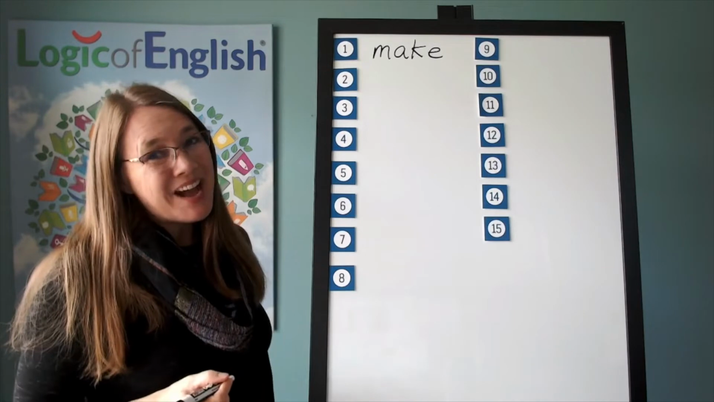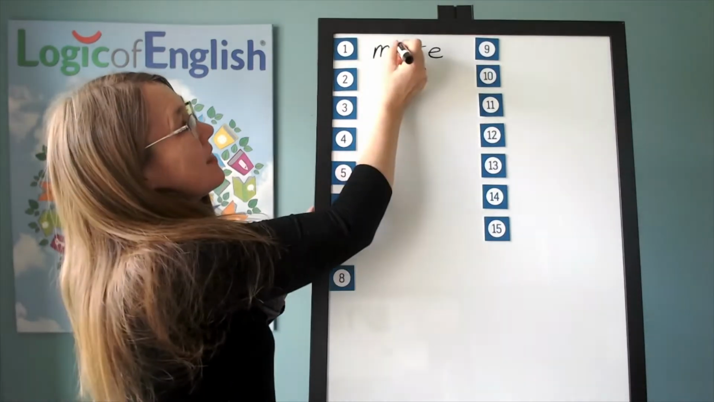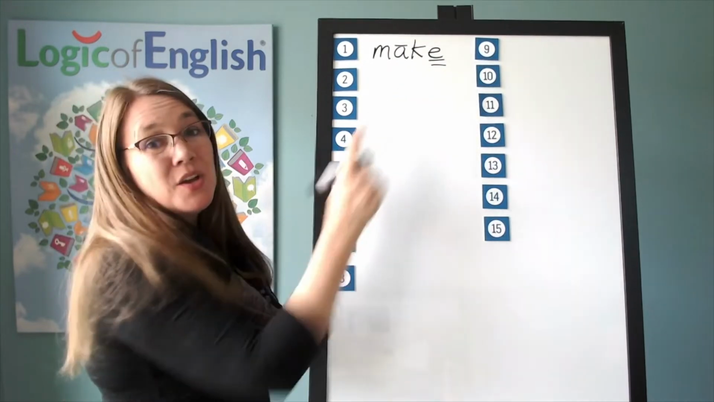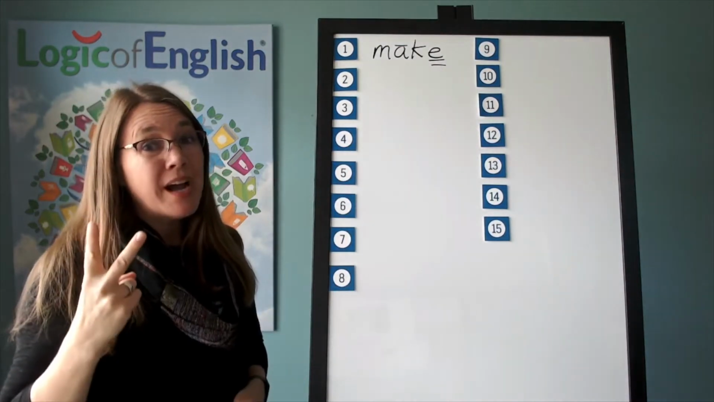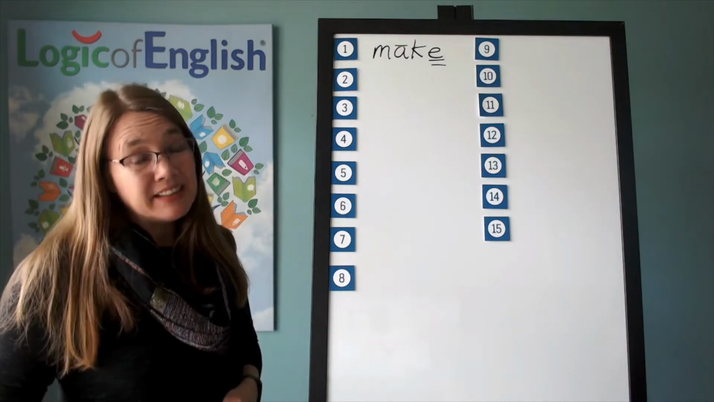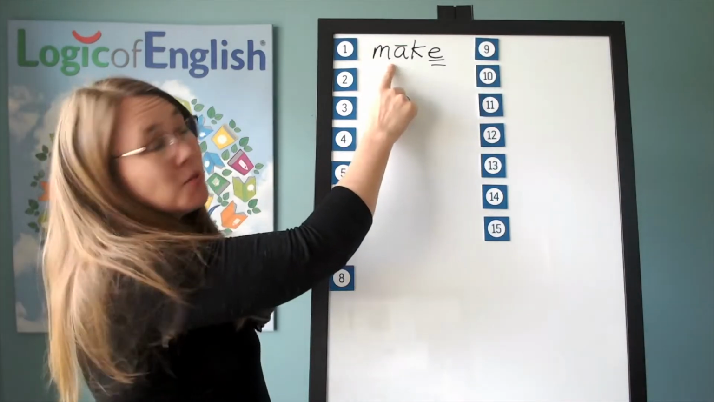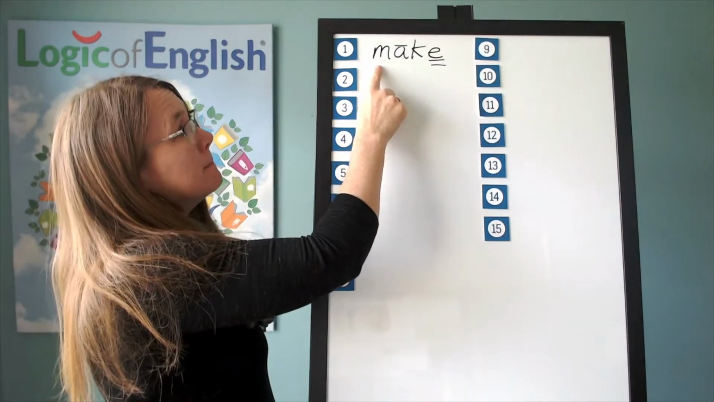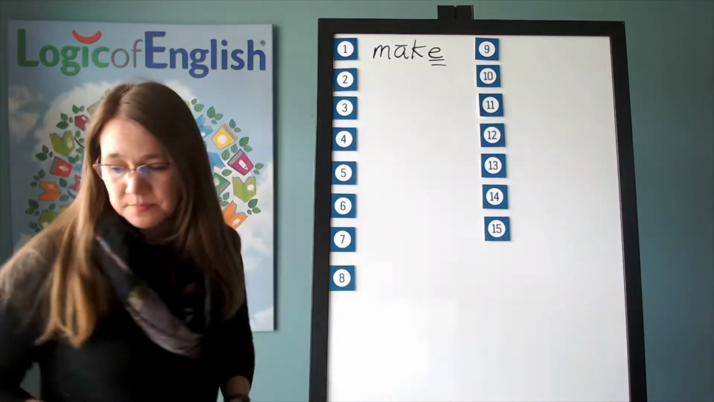All right, why do we have a silent final E in make? The vowel says its long sound because of the E. We will underline the E twice to signal that it's silent. However, it has a purpose: to make the vowel say its long sound. Let's read it. M, A, K, make.